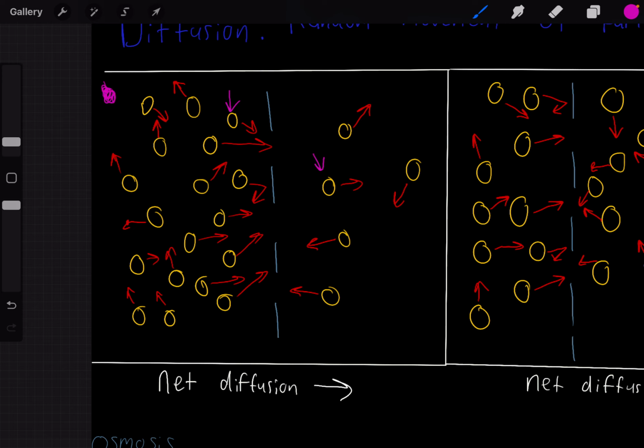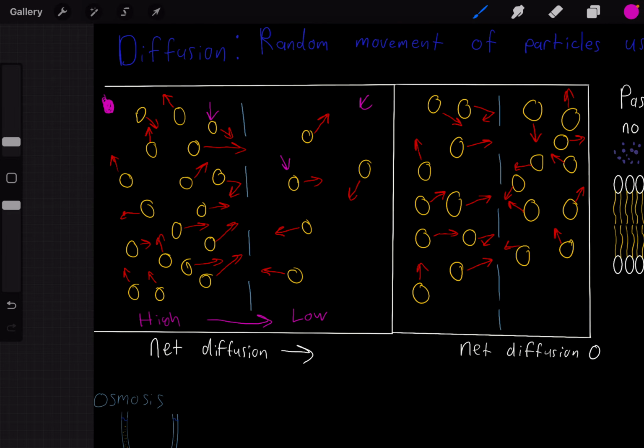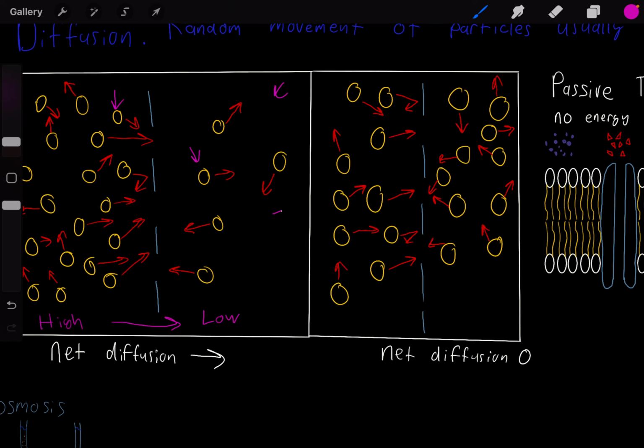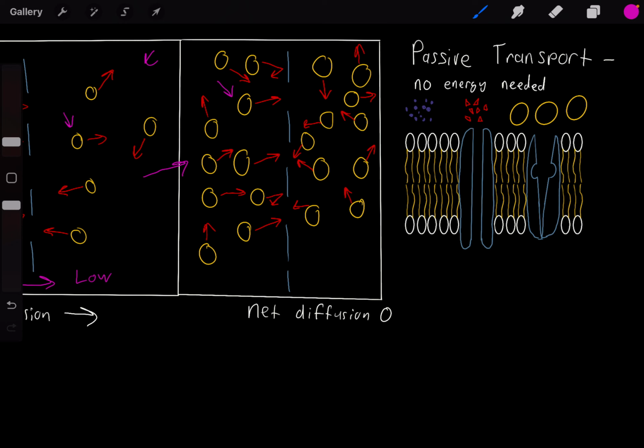We have a lot more molecules on this side, and a lot fewer molecules on this side. So what would naturally happen is net diffusion creates a gradient from high, this is high, to low. Over time, the molecules will go onto this side, and this side shows that the solute or the substance is equal on both sides. This just means net diffusion is zero.